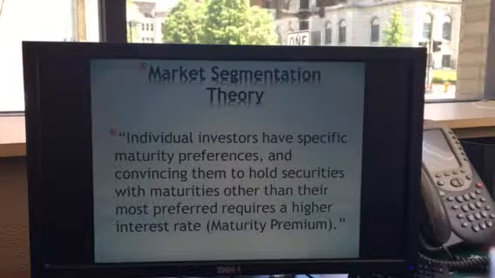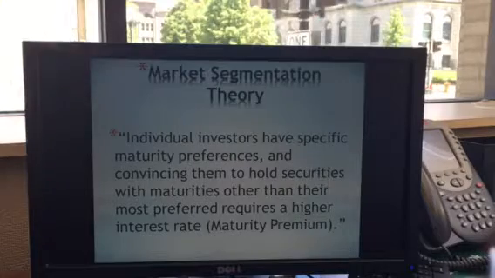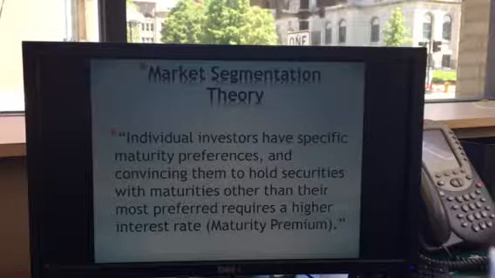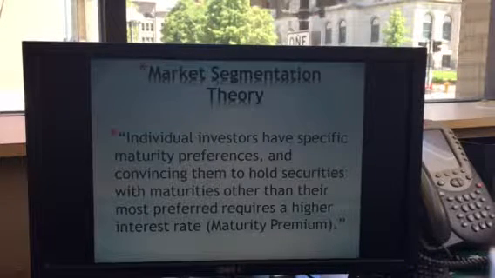And then the last one is the market segmentation theory. So individual investors have specific maturity preferences, and convincing them to hold securities with maturities other than their most preferred option requires a higher interest rate, or as we discussed earlier, maturity premium. This one's a little bit interesting. It's different. This is the only theory that specifically takes demand into account and states that the higher the demand, the higher the yield. One example is, if a lot of insurance companies need 10-year notes because they typically have long-term liabilities, then the yield could be higher with the increased demand. So that's a common one.